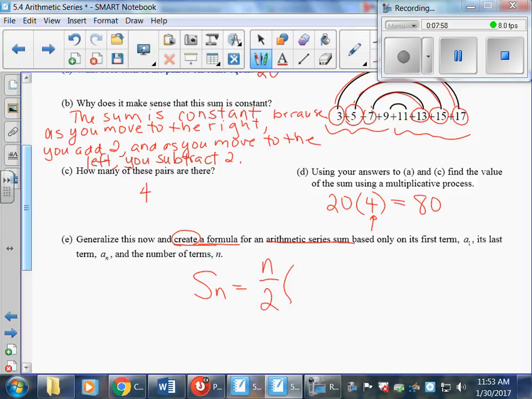So I think, but it says here using only the first term and the last term, so I think what they're getting at here is if you add the first term plus the last term and you multiply it by half of the number of terms that you have, you'll come out with your correct sum. Okay, so remember that because we're going to be using that coming up.